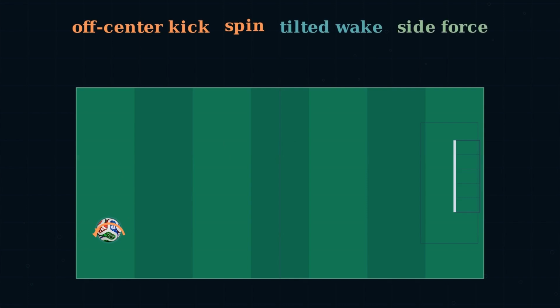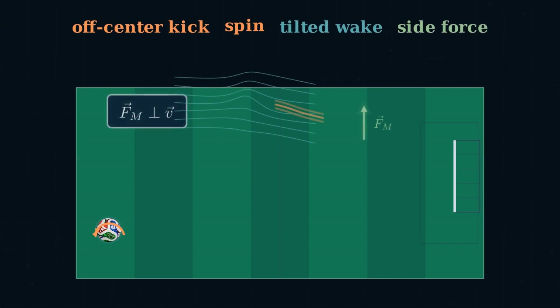The player strikes off center. The ball leaves with velocity and spin. The spinning surface redirects the air. The wake tilts. The air pushes back, and the Magnus force keeps steering the ball as it flies.